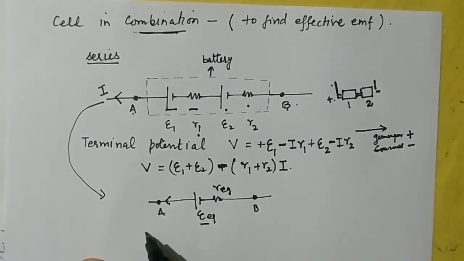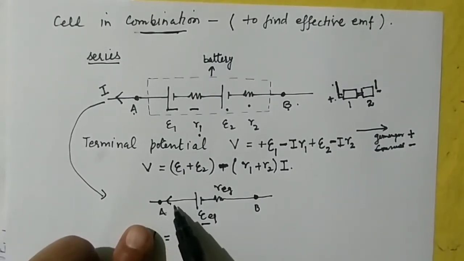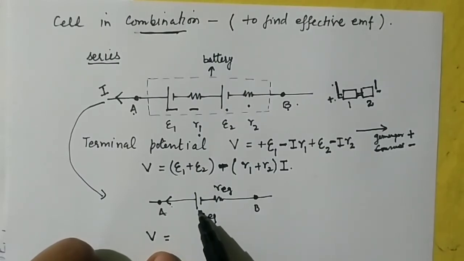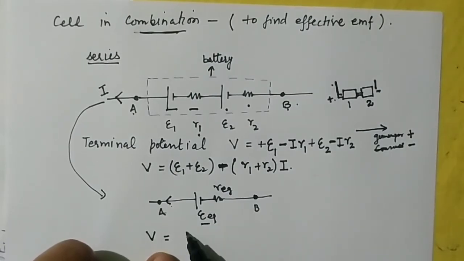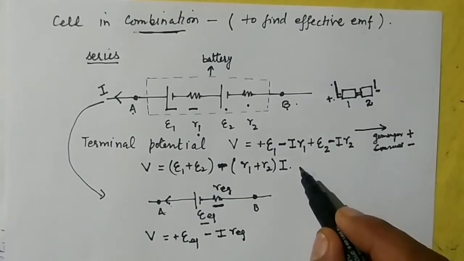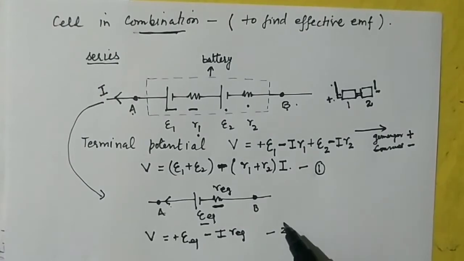What will the terminal potential be in this case? The same way, we start from A. As you move from A, here also the direction of current is according to this cell. It generates electric potential to the external circuit, so it is positive. And minus the potential drop: resistance always causes a loss of potential, so it is I into R equivalent. If you compare these two equations, this is also the terminal potential, and this is also the terminal potential.